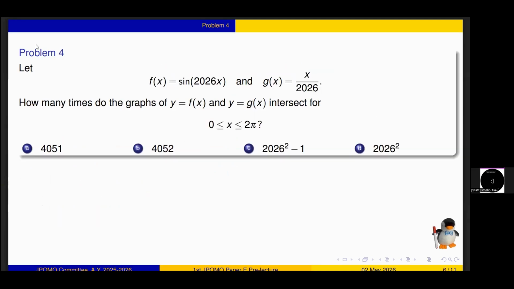Anyways, problem 4. Let f of x equals sine of 2026x and g of x equals x over 2026. How many times do the graphs y equals f of x and y equals g of x intersect for 0 less than or equal to x less than or equal to 5? Does anybody have an answer?